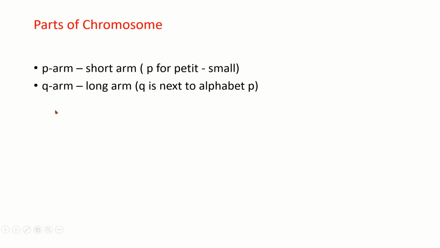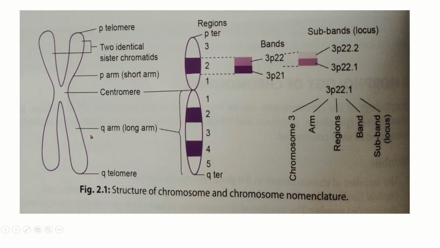So, parts of the chromosome: the P arm is the short arm, P for petit, small. The Q arm is the long arm, Q is next to the alphabet P, so there is no specific name for it. In this we'll get well versed with the parts of the chromosome as well as how we read the nomenclature of the chromosomes. You can see here, this is the telomere of the P arm, this is the telomere of the Q arm. Q arm is the long arm, P arm is the short arm. These are the two identical sister chromatids.